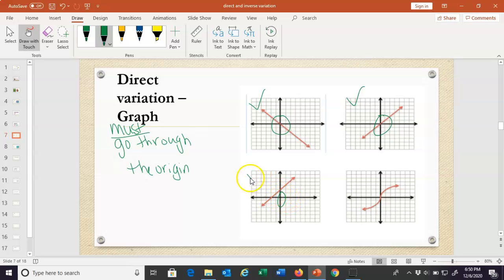This one does not. This one does go through the origin, but it's not linear. So we're going to add that to our must. It must be linear. It must be a line. This is a curved, this is a cubic, so this is not direct variation. So we can very visually and quickly see that if it goes through the origin and it's a straight line, then it's direct variation.